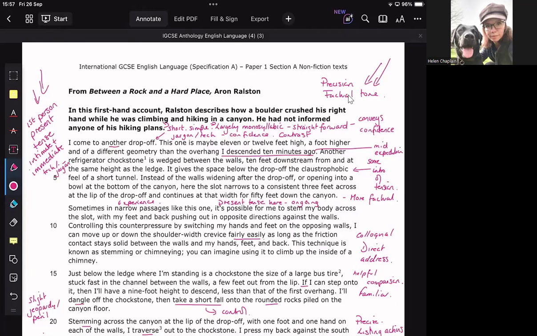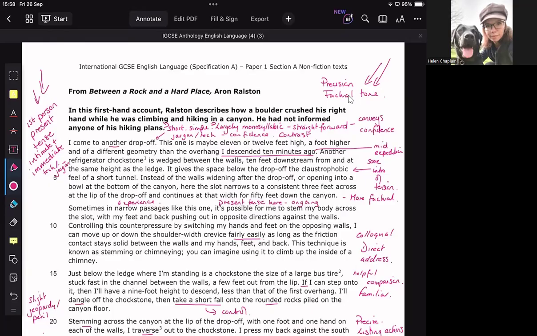It's demonstrating that he is completely comfortable with this. He's experienced it before. Straightforward language. There's no panic, no undertone of distress or anything. It conveys his confidence. He also uses technical climbing language, or technical jargon, so specialist language. And again, that conveys his confidence. He's experienced, he knows what he's talking about.